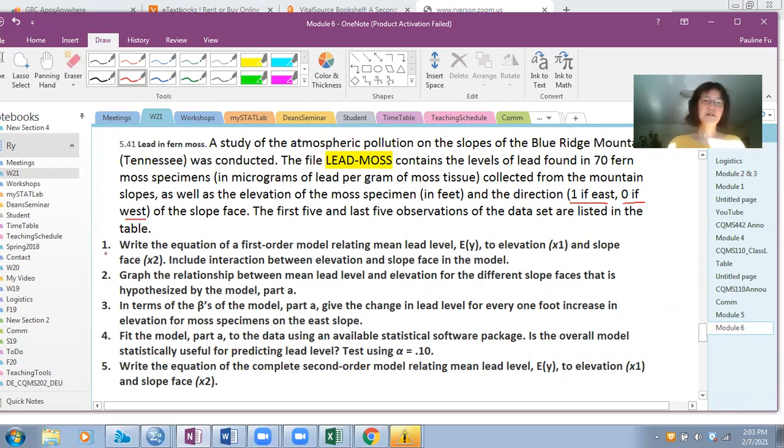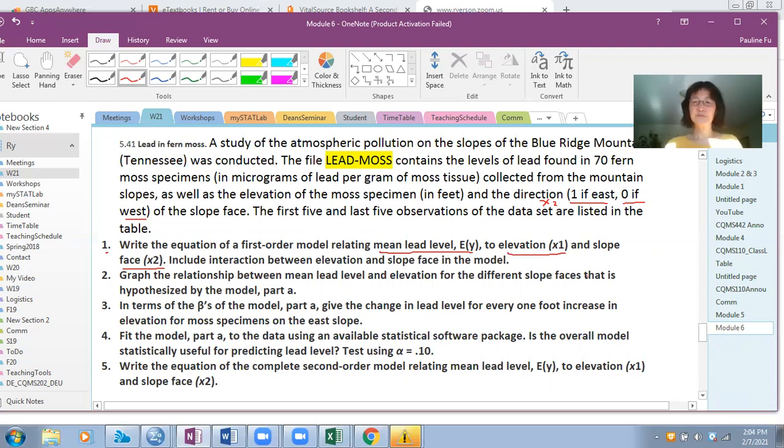So question 1, write the equation of a first order model relating the mean lead level to elevation x1, and the slope face x2. Remember x2: x2 equal to 1 when it is east, x2 equal to 0 when it is west. Okay.